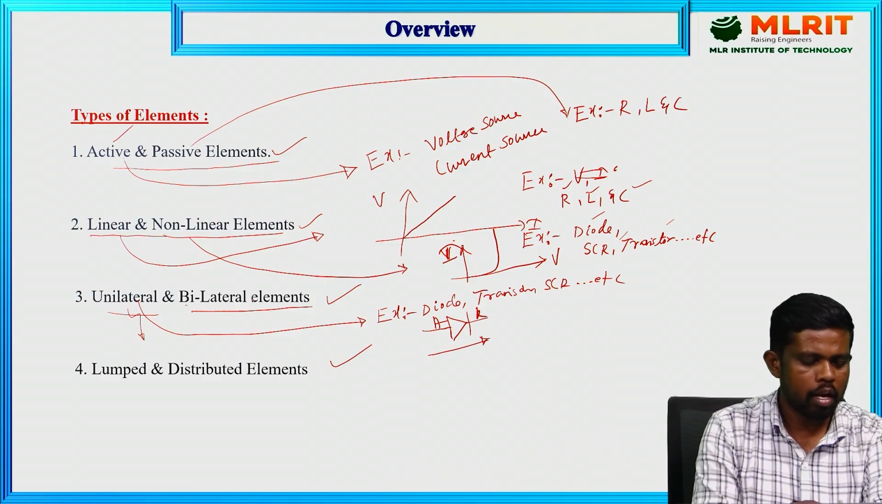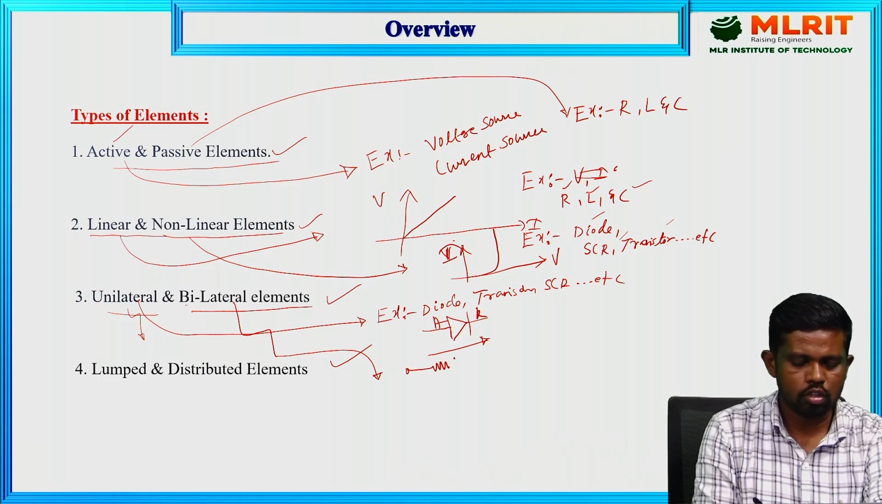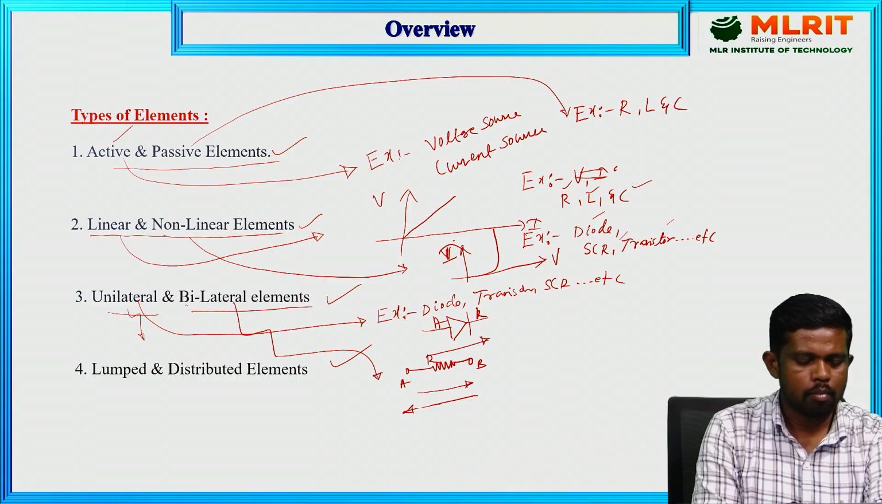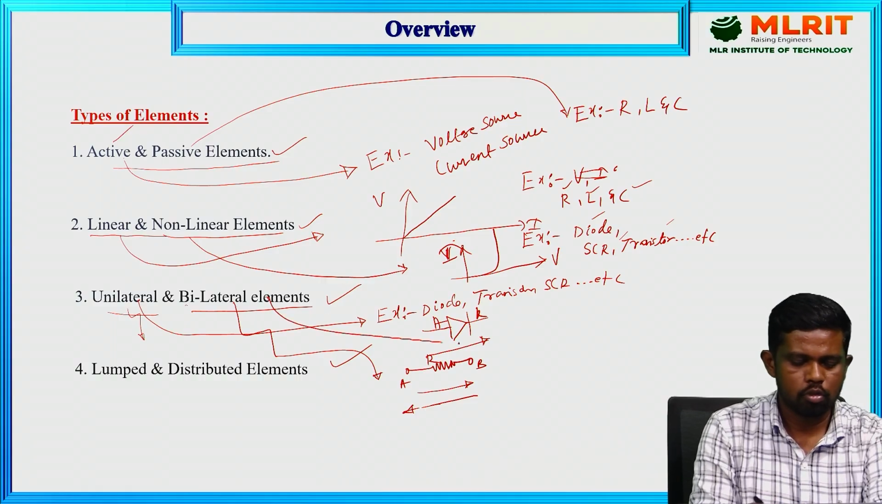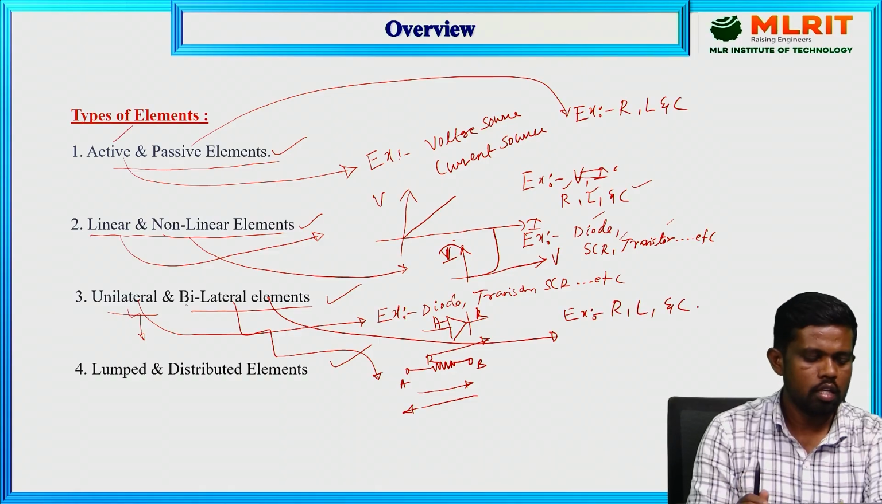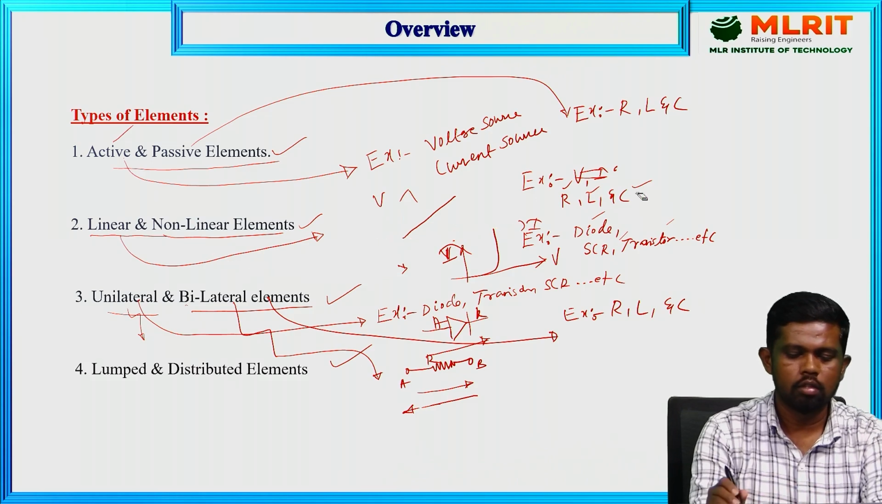Now coming to the bilateral elements. Whatever elements in electrical circuits allow the current flow in both directions. Let us take one element as a resistor. This resistor easily accepts the current flow from A to B, and also from B to A. These kinds of elements are called bilateral elements. Examples of bilateral elements are resistor, inductor and capacitor.